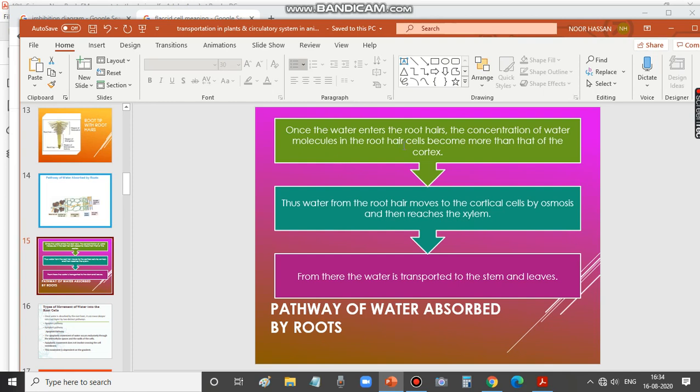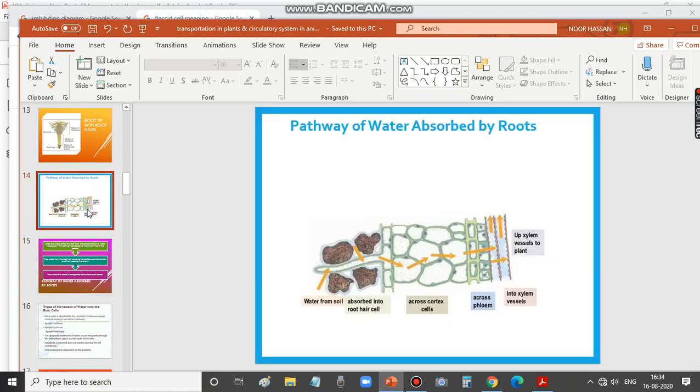Once the water molecules enter the root hairs, the concentration of water molecules in the root hair cells becomes more than that of the cortex. Going back to the picture, when water enters the root hair, the concentration inside the root hair cells increases due to water taken up by them. But in the cortex, it is less. Due to that, the movement of water into the cortex becomes possible.